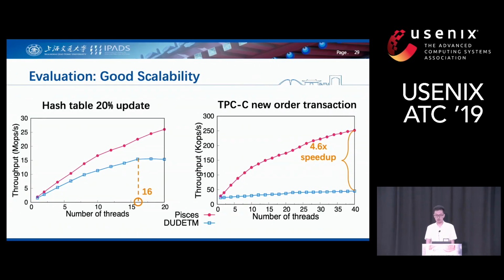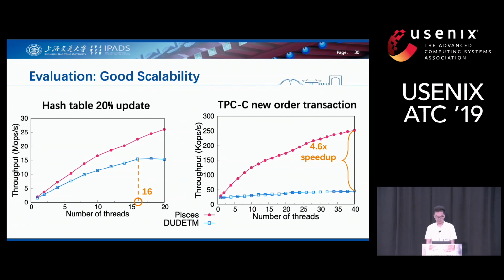Pisces also shows better scalability than DudeTM. Recall that if a background thread needs to persist updates to NVM in a total order, it can harm the scalability, and DudeTM represents such a design. In the hash table benchmark, each write transaction only updates one object, so the background threads in DudeTM can timely finish the persistence operations when the thread number is no more than 16. However, if adding more threads, the scalability issue comes up.